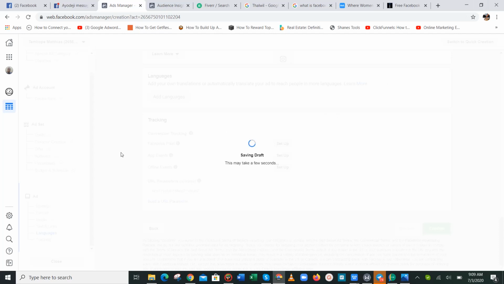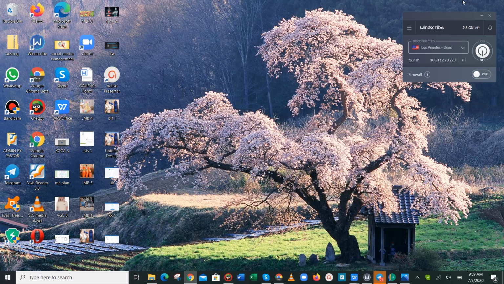So after it has saved, you see it in draft. If I've already added my payment card, you see it in review, they will start reviewing it and they will launch it. When they launch it, it will become active. So that's how to set up your ads.